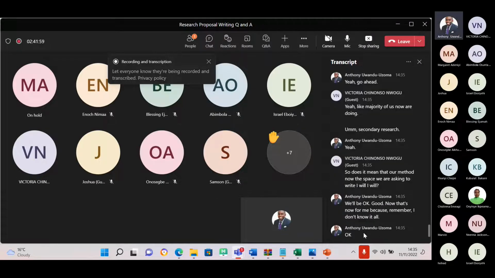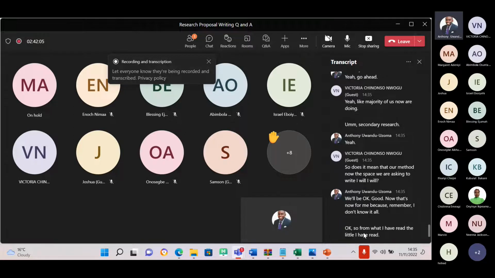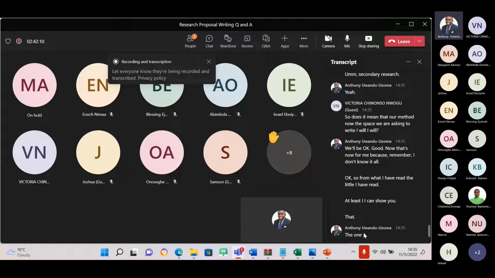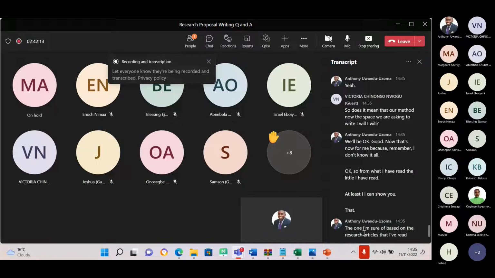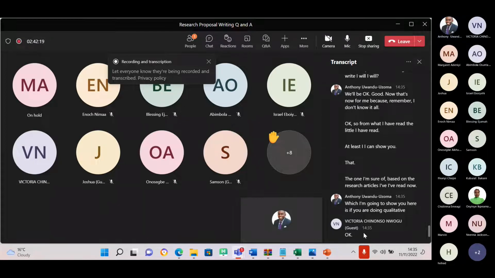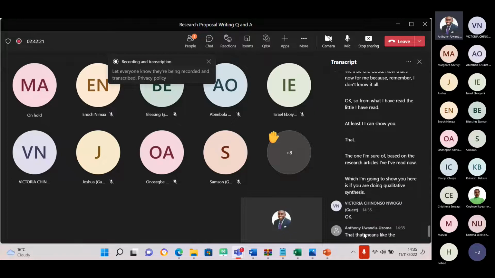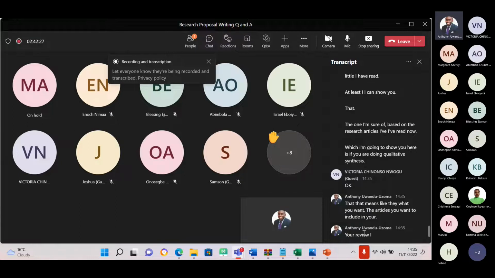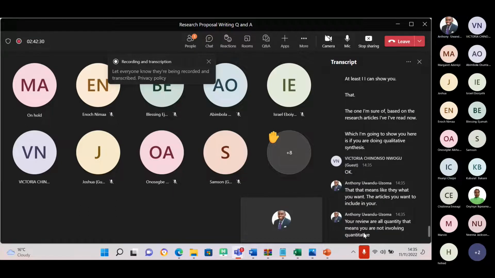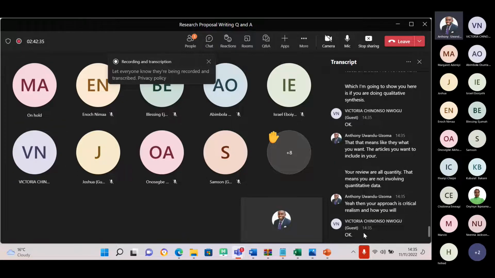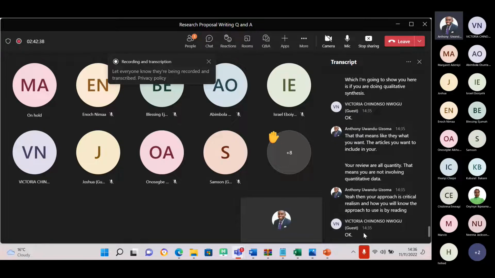Now for me, remember I don't know it all. From the little I have read, the one I'm sure of, based on the research articles I've read, which I'm going to show you here, is if you are doing qualitative synthesis, that means the articles you want to include in your review are all qualitative. That means you are not involving quantitative data. Then your approach is critical realism.